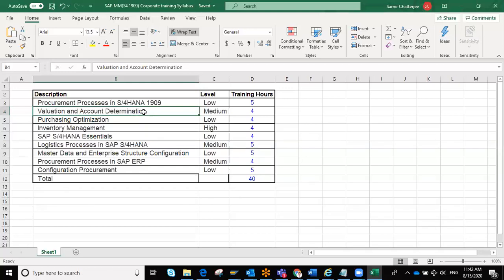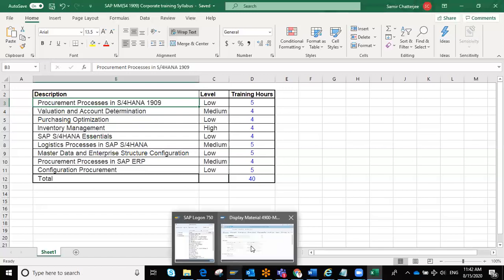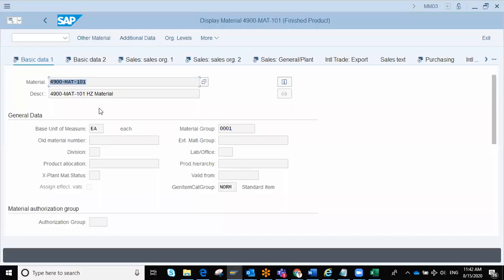But access you will not give, na? No, access also is provided. That's why we have reduced the cost only by 15,000. Access is also provided for the S4 HANA specific GUI and Fiori app.